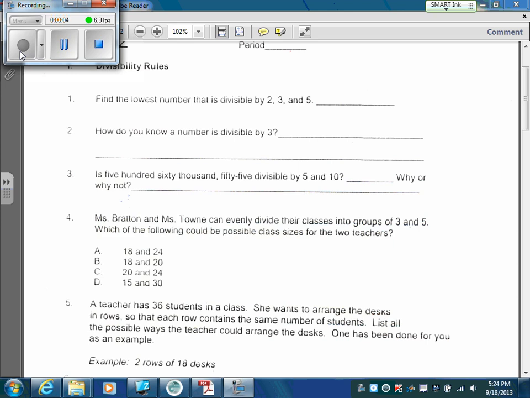This is the Unit 1 test review, and we're just going to go through the answers so you can see how to solve if you get stuck on any of these questions. The first one, we're looking at divisibility rules. It says so at the top here.